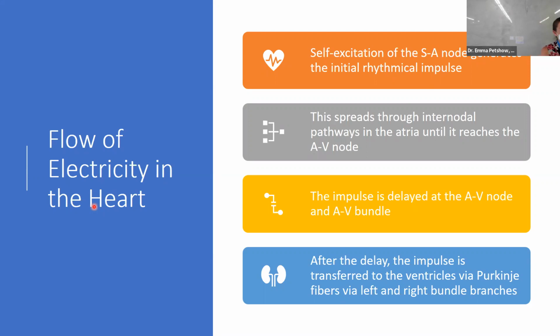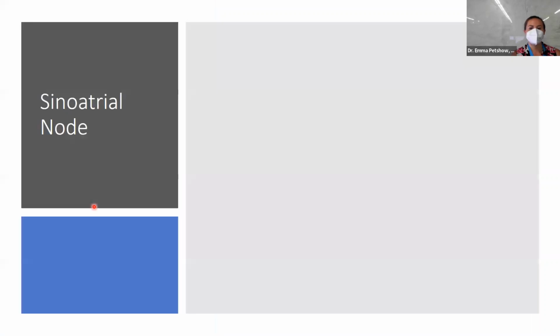After that slight delay, it's ever so slight, we're talking fractions of a millisecond, the impulse is then transferred to the ventricles via Purkinje fibers and left and right bundle branches, and that part occurs almost synchronously. So once it gets through that AV node and AV bundle, it's synchronous conduction through the rest of the ventricle. So we'll break it down step by step.